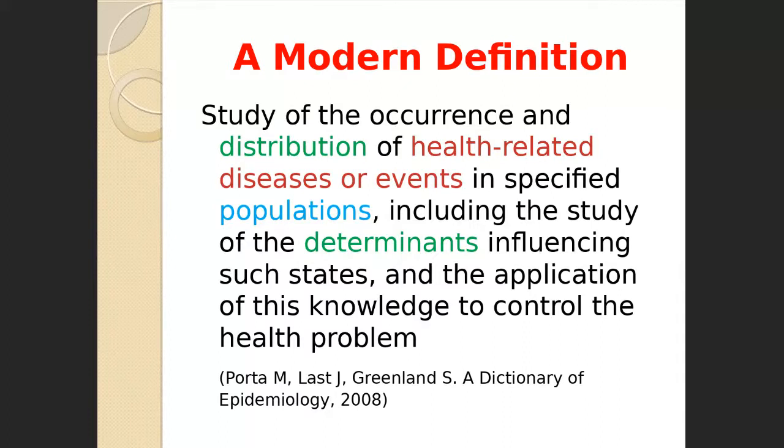So the first one is about distribution. Distribution describes the frequency of cases. It also refers to the pattern of disease according to three things: person, place, time. Or we can say who, where, when. Who is getting the disease, where it is occurring, and when.